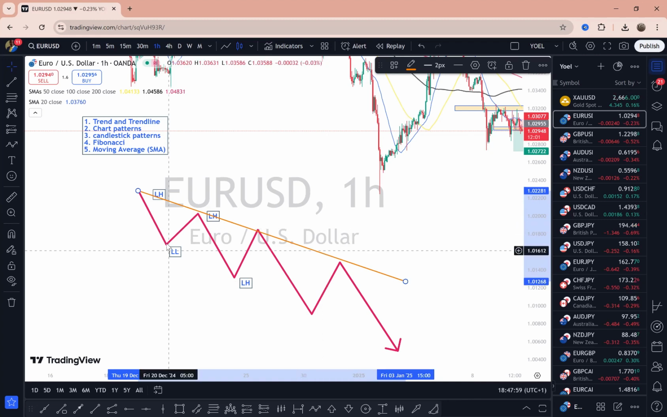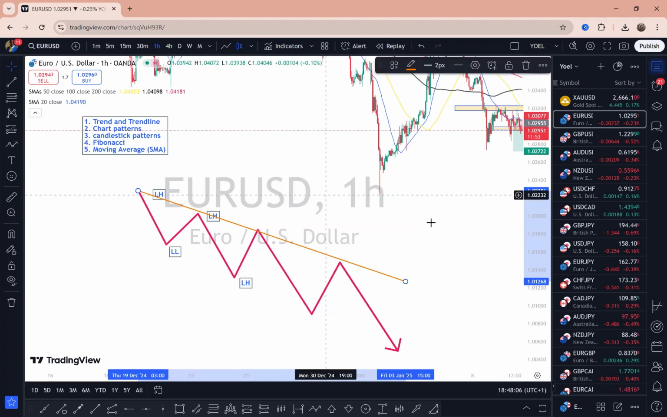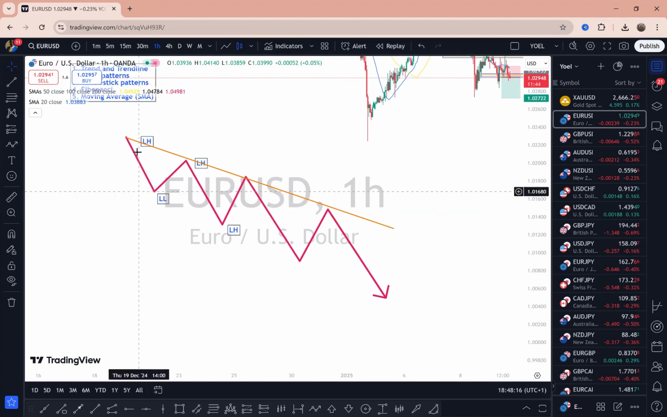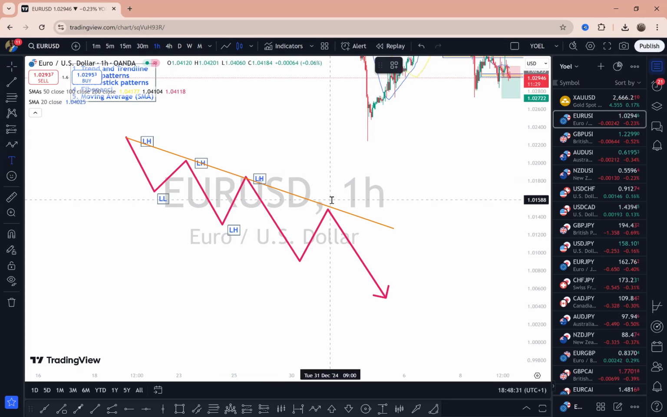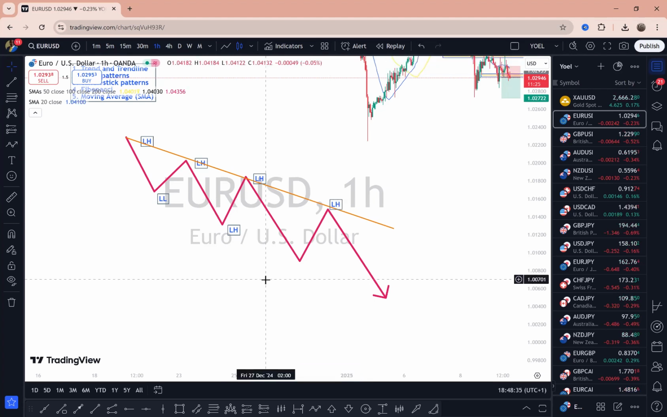And what that means is that as long as the price is below the trend line, there is momentum for the trade to go lower. So what am I looking for? I'm looking to pick my trade at the lower high for a sell. Lower high, lower high. So I'm selling at this area. That is about trend and trend line.